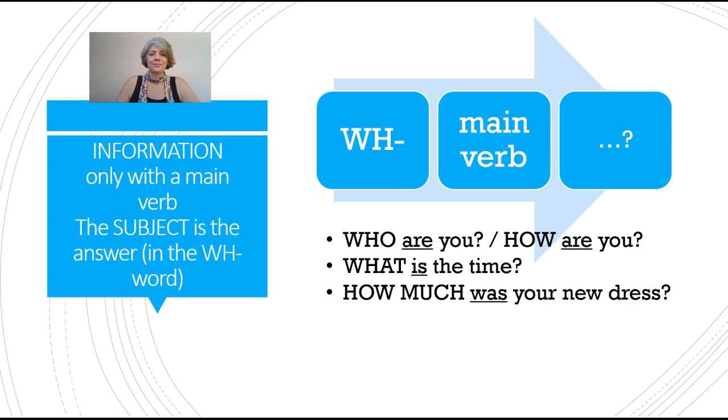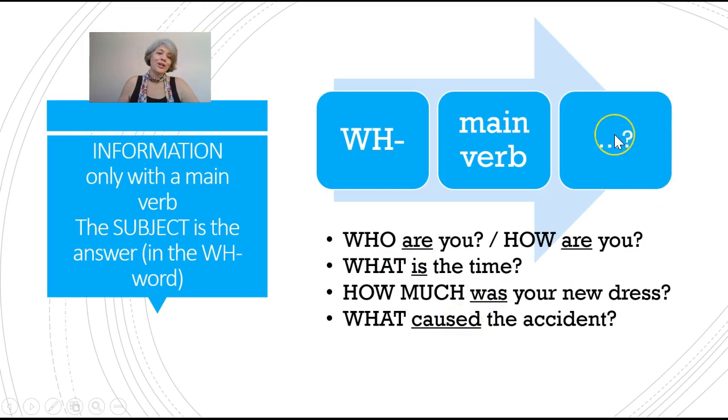I love it. What caused the accident? So here are the WH words: who, what, how much, what. The main verb was are, is, was, caused. And then extra information. So both those types of questions were asking for information. So you need a WH word at the front.